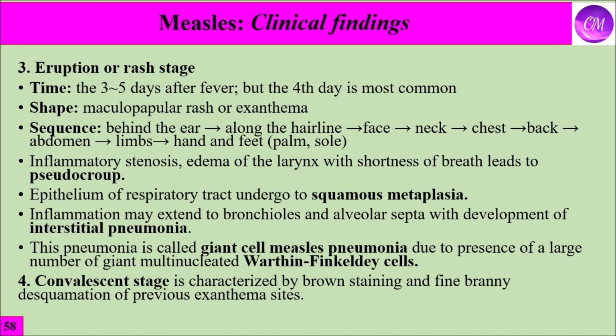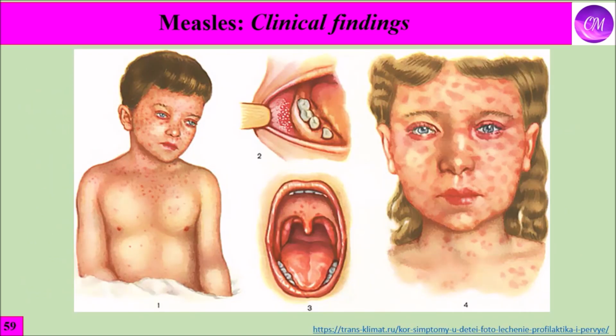Epithelium of the respiratory tract undergoes squamous metaplasia. Inflammation may extend to bronchioles and alveolar septa with development of interstitial pneumonia. And this pneumonia is called giant cell measles pneumonia due to the presence of a large number of giant multinucleated Warthin-Finkeldey cells. And the convalescent stage is characterized by bronze staining and fine branny desquamation of previous exanthema sites. And here you see the illustrations about the clinical findings of measles.